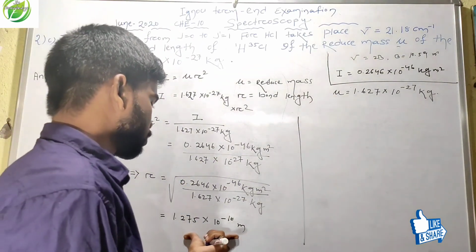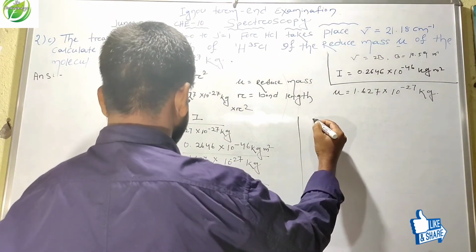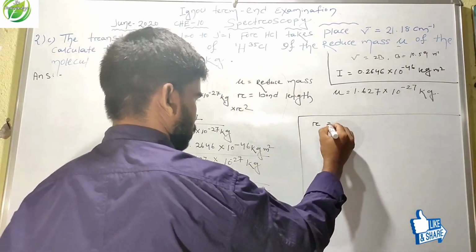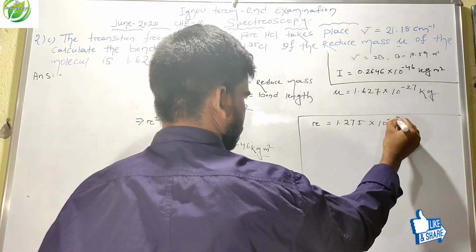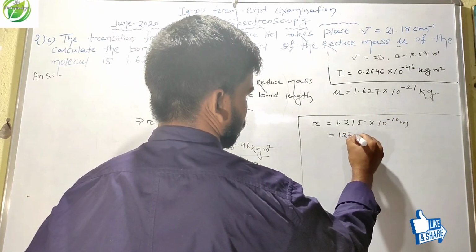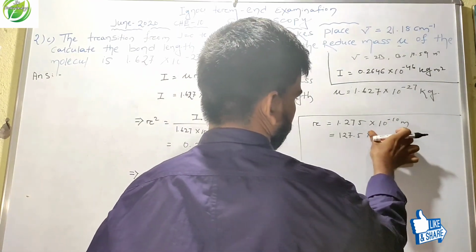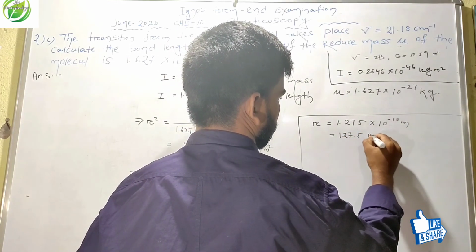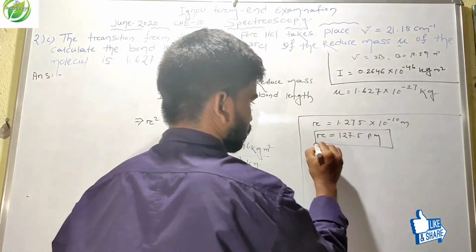Friends, this value is converted into picometers. The r value is 1.275 × 10⁻¹⁰ meter, that is 127.5 picometers. This is the resultant r value.